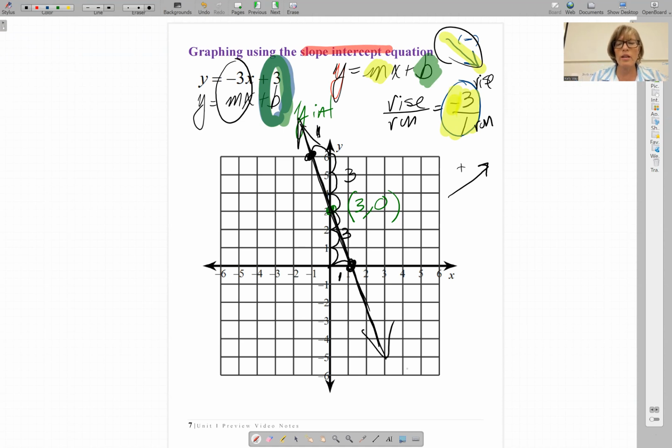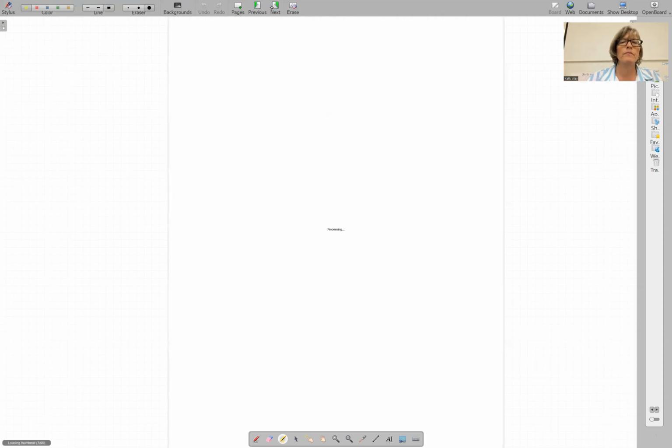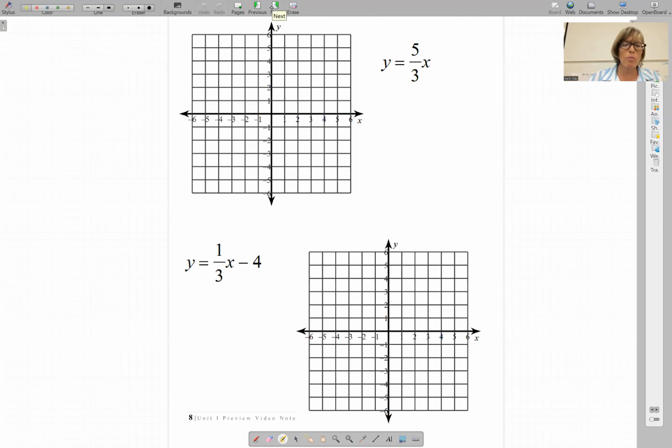That's what's important. Always label your lines. This is y equals -3x plus 3. This is a negative line for a negative slope. Let's do a couple more.